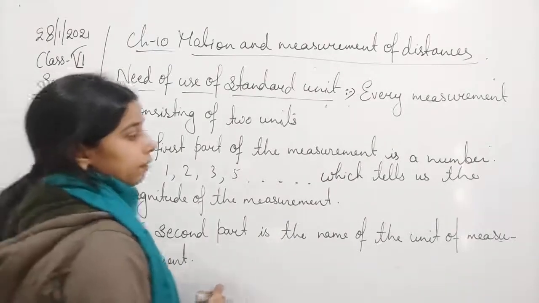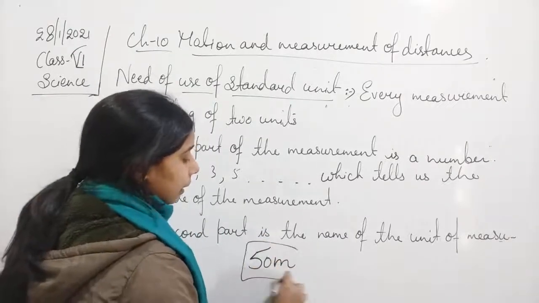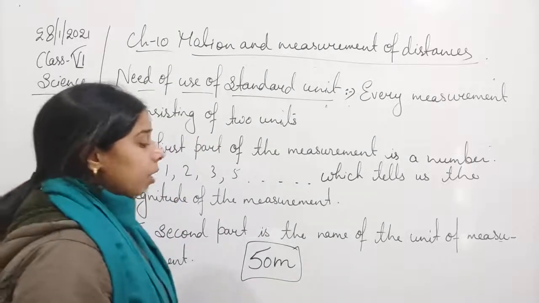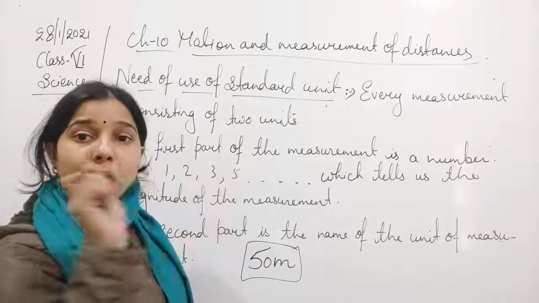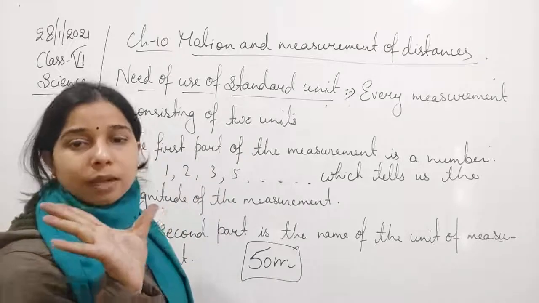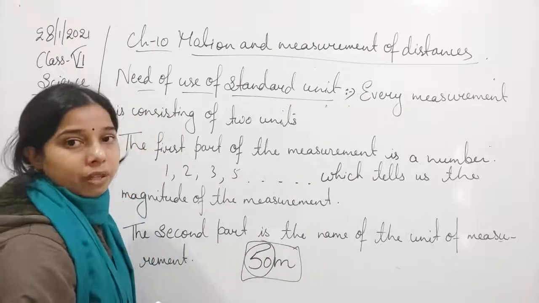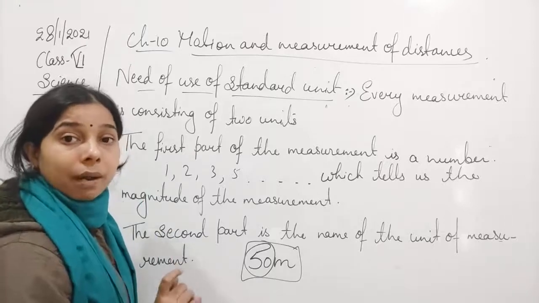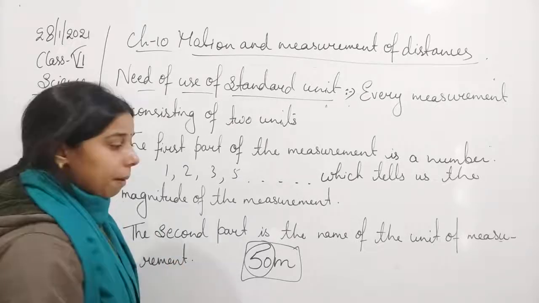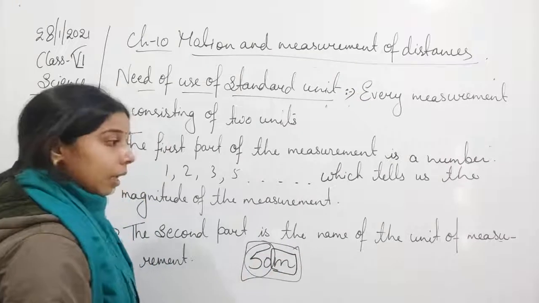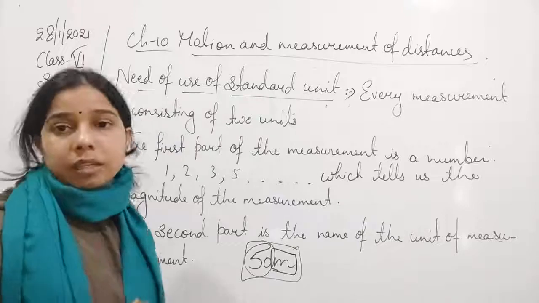Now we can understand this with the help of an example. Suppose we say 50 meter. What is that? It is the length of a table. So from one point to another point, the space between them is 50 meter. So 50 is the first part of the measurement, which tells about the magnitude of the measurement. The second part is the meter. Meter explains the name of the unit of measurement, the unit you are using.